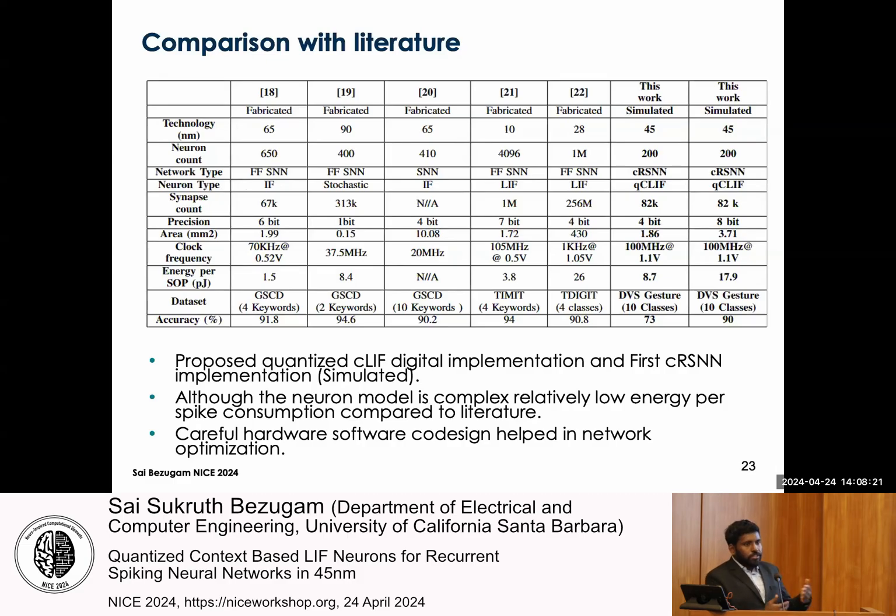This was the first implementation of a context-based recurrent spiking network and this neuron model. There was no literature to compare apples to apples exactly, but we saw that even with an already complex neuron model, the energy per spike operation is on par with most other networks. And careful hardware-software co-design was really helping the network to optimize.